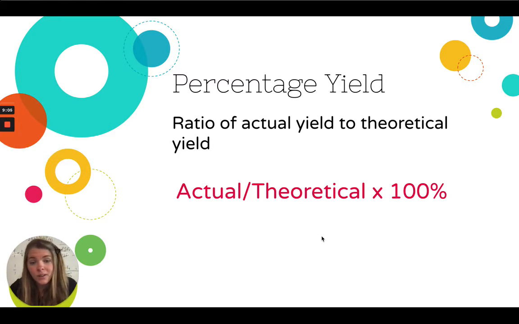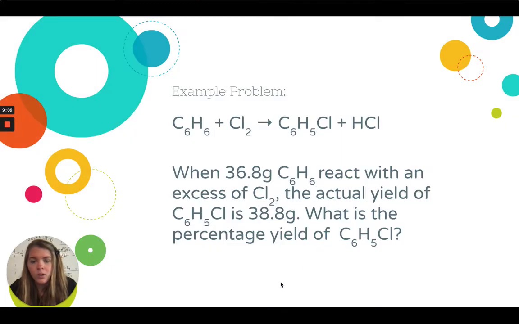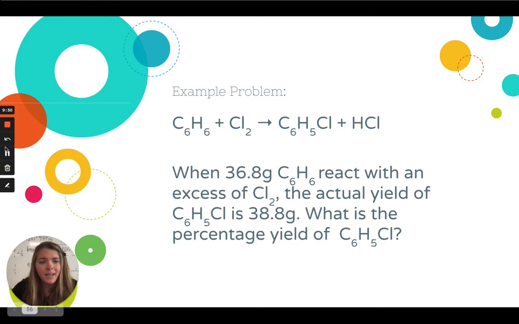So we're going to do a little practice problem with this together. When 36.8 grams of C6H6 reacts with an excess of Cl2, the actual yield is 38.8 grams. What is the percent yield? Okay, so we're given several different things in this problem, but we're also not given a couple of things. So let's take a moment and identify what we are given.